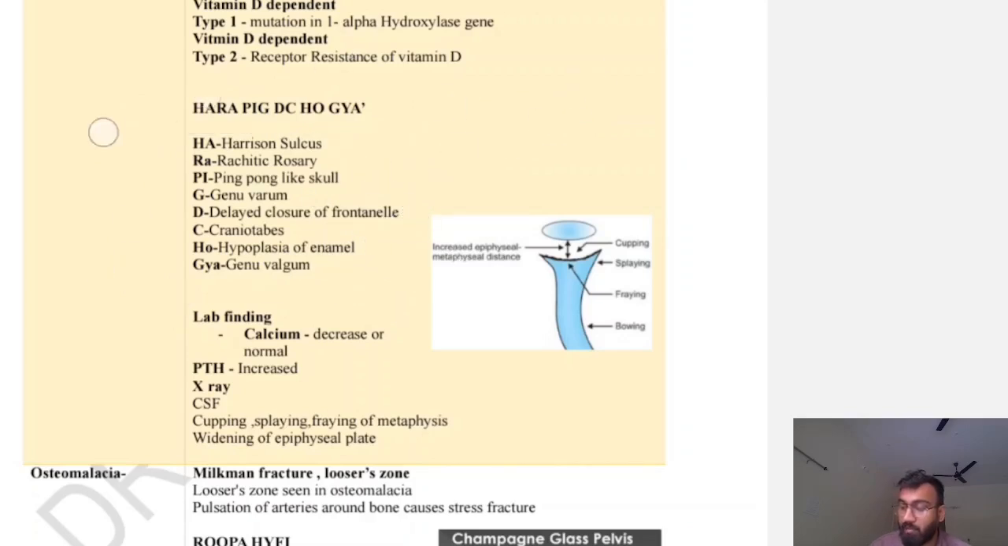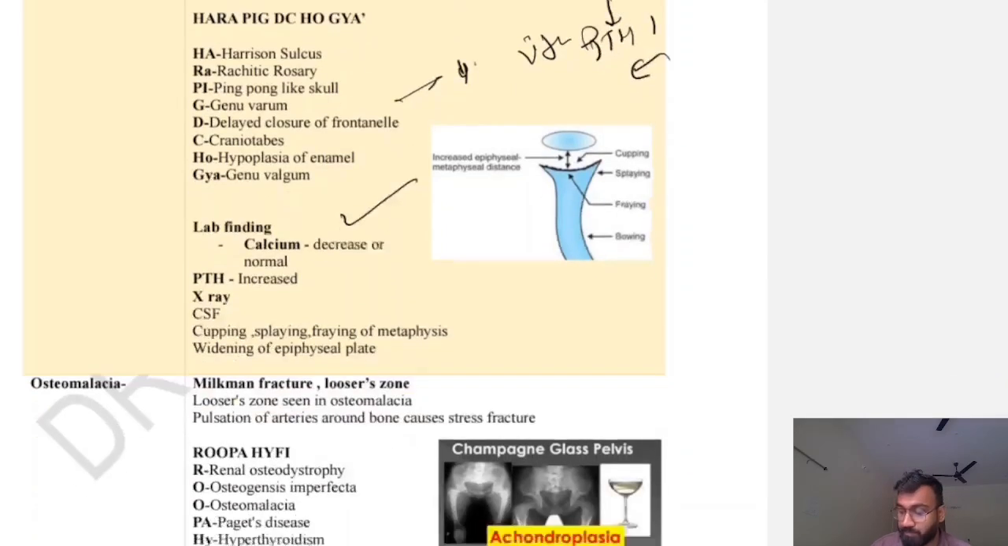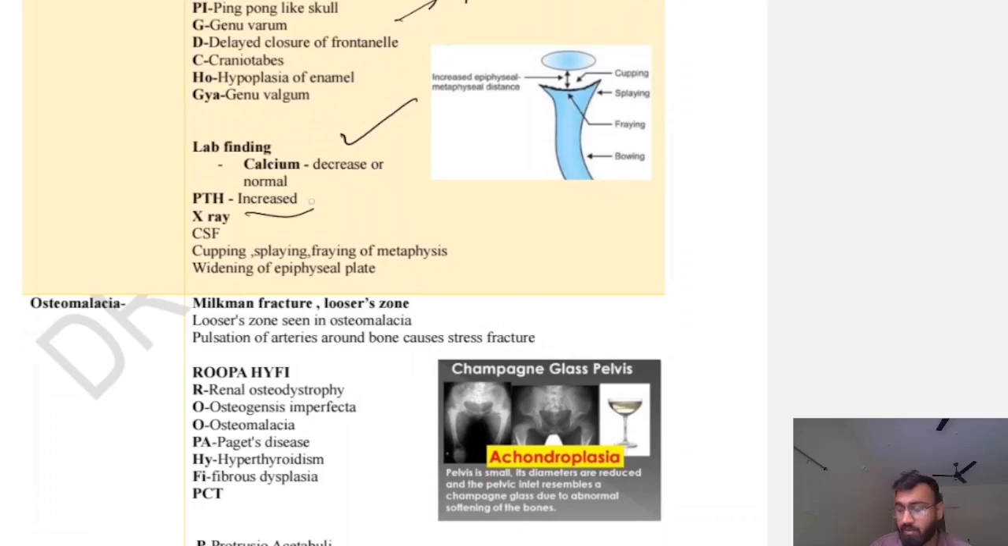What are the laboratory parameters you will find? Calcium is decreased or normal. Why is it normal? Because though vitamin D is low, it increases the PTH, which causes the resorption of calcium. So it increases the PTH. That's why it is normal. Because hypocalcemia induces PTH to release. So PTH causes calcium absorption from GIT and kidney. So calcium level will be normal.